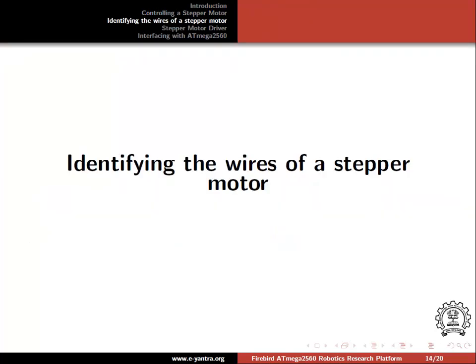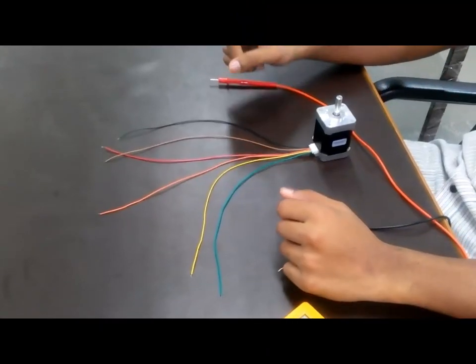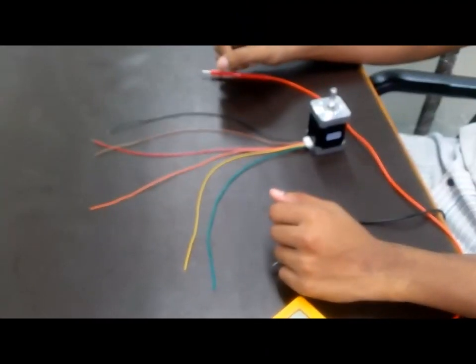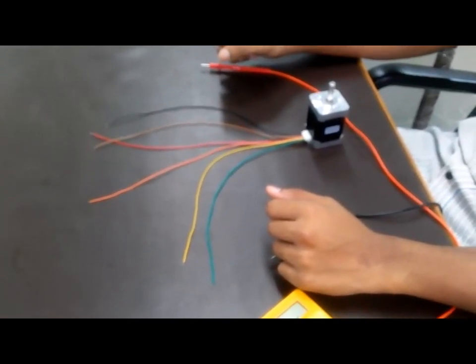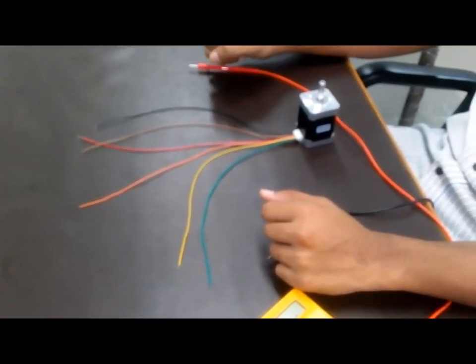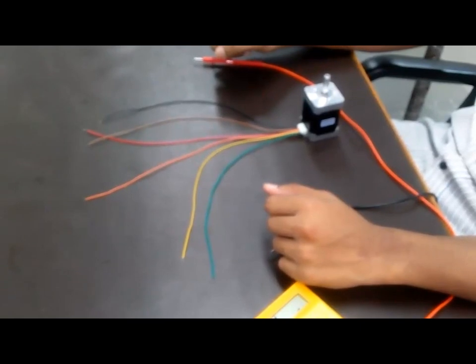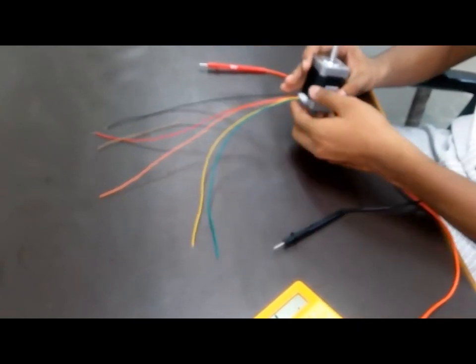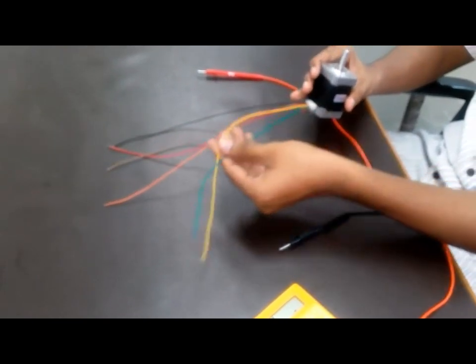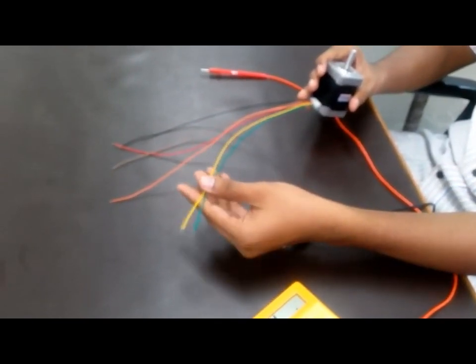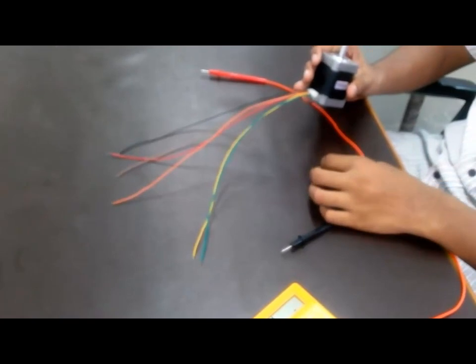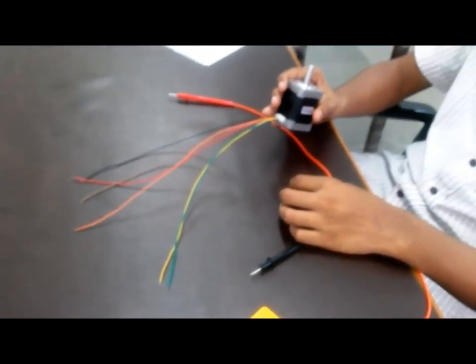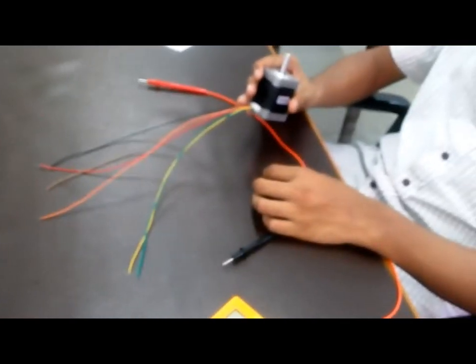We will now learn how to identify the wires of a stepper motor. Most stepper motors do not come with the wires labeled or some data sheet specifying it. So to figure out which wire is which, let me show you a simple way to do it using a multimeter. Take the stepper motor and strip its ends if it is not already.